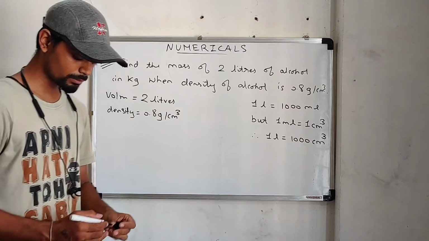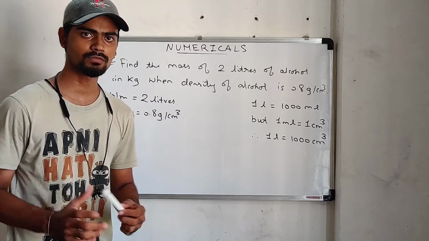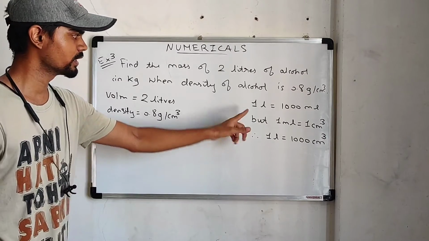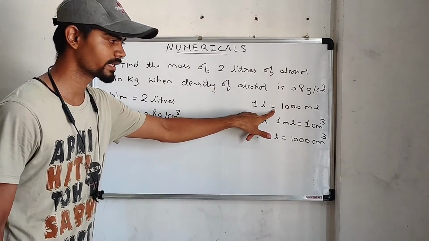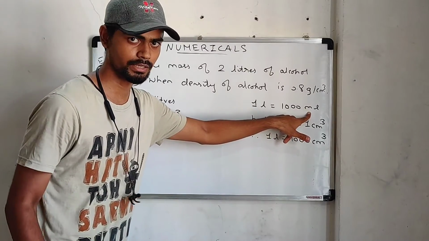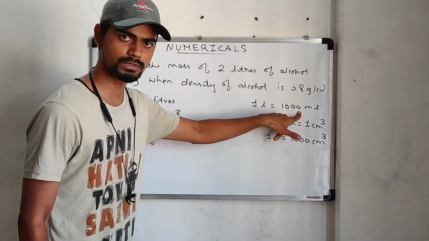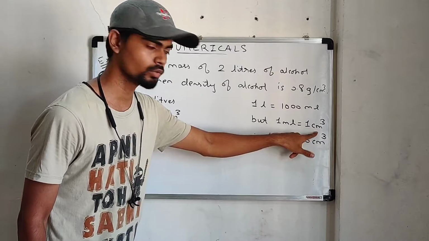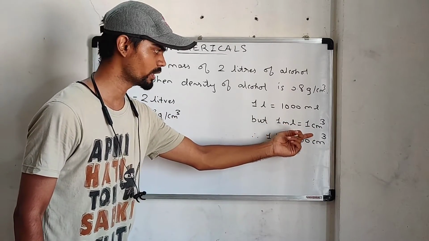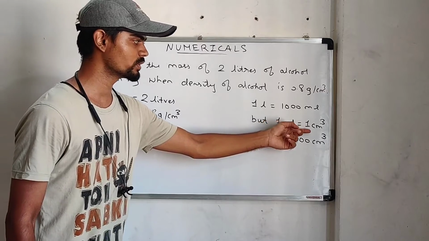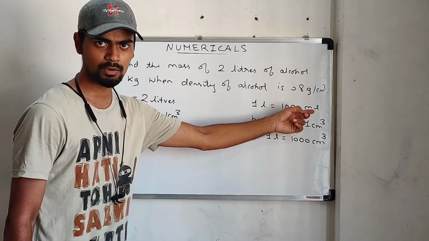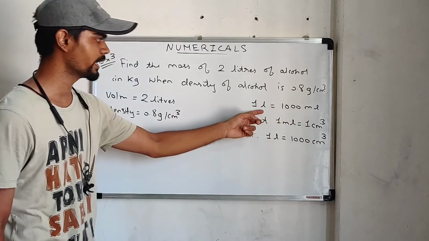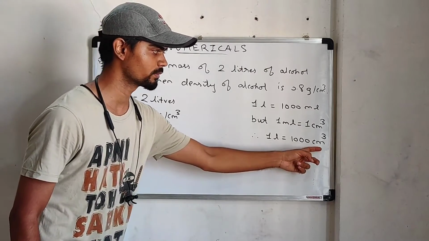this 2 liter, into centimeter cube. So in the previous lecture, at the start of this chapter, I have already mentioned these 3 points, the conversion, that we already know that 1 liter is equal to 1000 milliliter, right? But 1 ml is equal to 1 centimeter cube. So if 1 ml is equal to 1 centimeter cube, instead of this ml, can I write centimeter cube? Okay, so when I replace this ml by centimeter cube, what will you get? 1 liter is equal to 1000 centimeter cube.